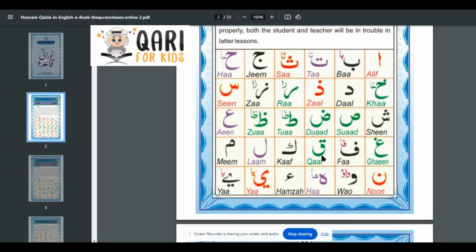Next letter is qaf. Next letter is kaf. These two letters, qaf and kaf. Qaf letter is a heavy letter, pronounced heavy. Qaf and this letter kaf look similar. Kaf. I hope you understand.